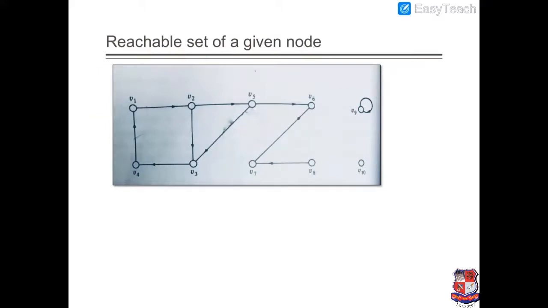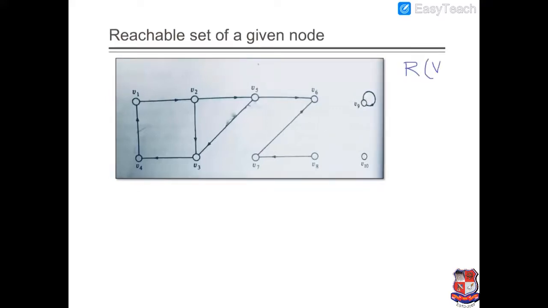So here we discuss the reachable set of a given node. For a directed graph G equal to (V, E), the set of nodes which are reachable from a given node V is said to be the reachable set of V, and it is denoted by R of V. So here we find some of the reachable sets in a given digraph. First we find the reachable set of vertex V1.